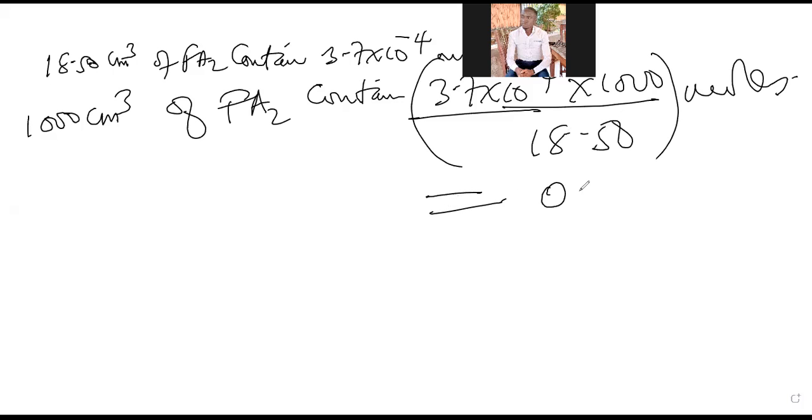So every student who got 0.02 molar here was right. If you got it, you are right. If you got it wrongly, you are wrong.